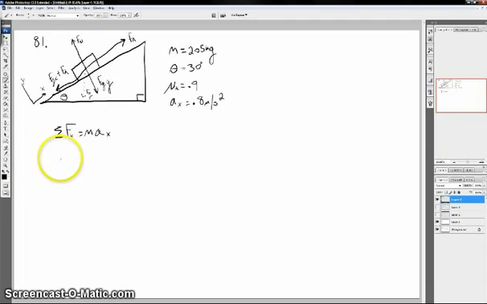The net force here is going to be the force applied plus the force of gravity in the x direction plus the force of kinetic friction. And that's all going to be equal to mass times the acceleration in the x direction. I can start plugging in things that I know. For the force of gravity in the x direction, that was an equation we derived, and it was mass times gravity times the sine of theta, and it's going to be negative since that force is pulling it down the ramp.